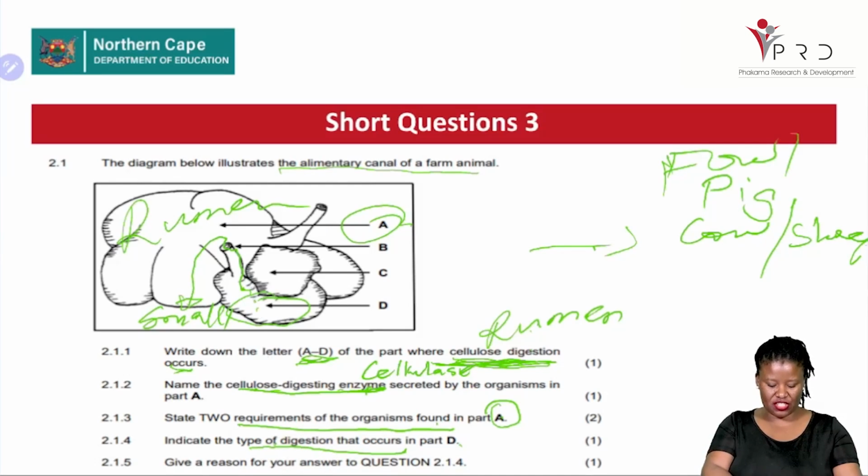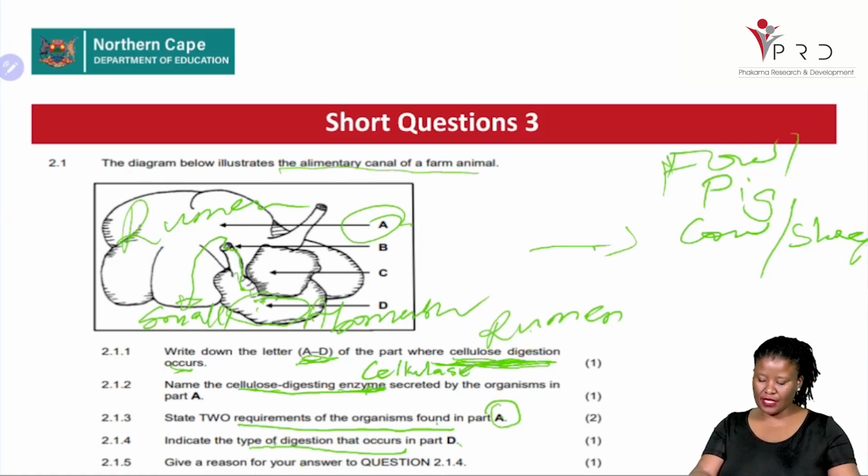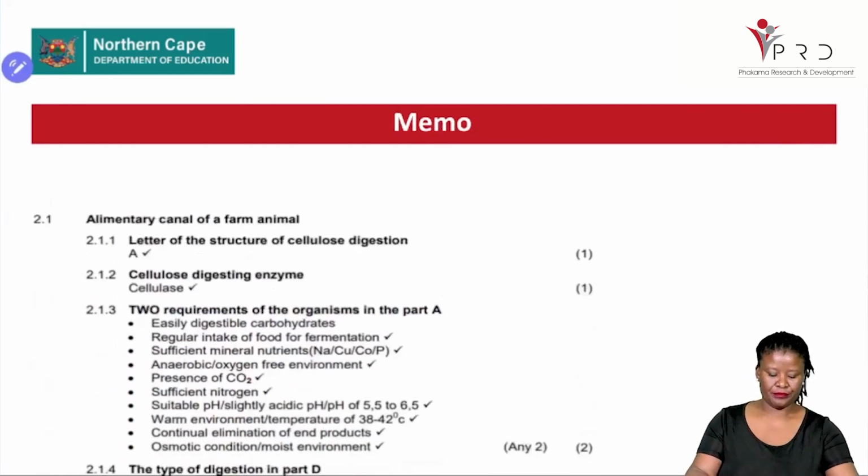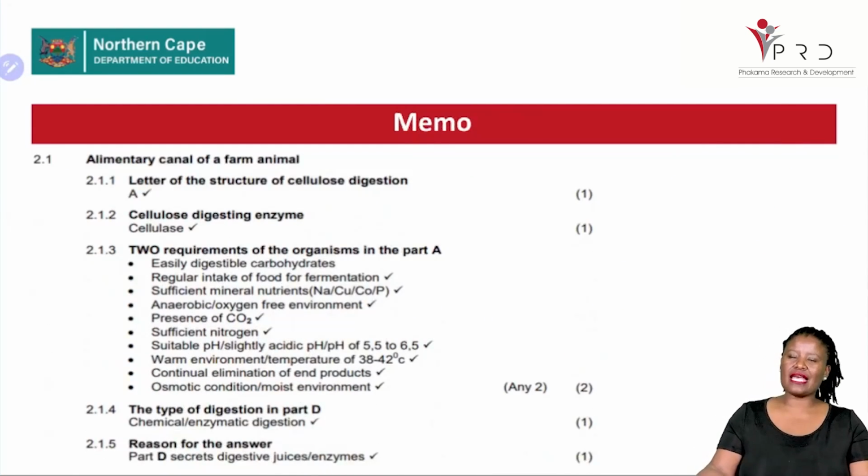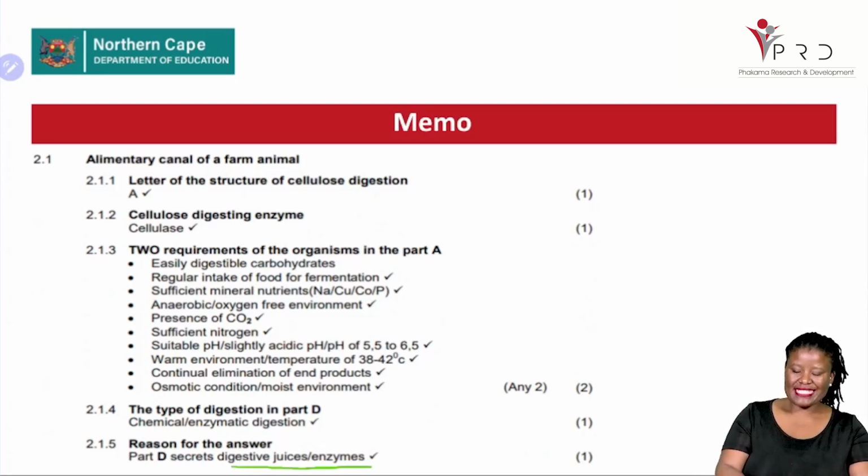What is the type of digestion that takes place in the abomasum, all in all? That will be chemical digestion. Why are you saying chemical digestion? It will be chemical or enzymatic digestion. That is the type of digestion that occurs in the abomasum, because part D secretes digestive juices, or it secretes the enzymes. So the letter of the structure we indicated is A, and the type of enzyme that acts on cellulose is the enzyme cellulase.